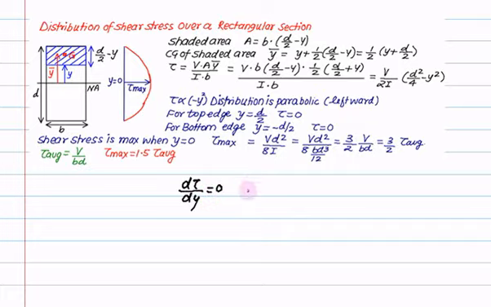And if you get a condition for maxima, what do we get? V upon 2I multiplied by d square. What is the derivative of this one? Zero, no? Zero. V by 2I cannot be zero. So the remaining term must equal zero. That is, at y equal to zero, the shear stress is max. Agree?